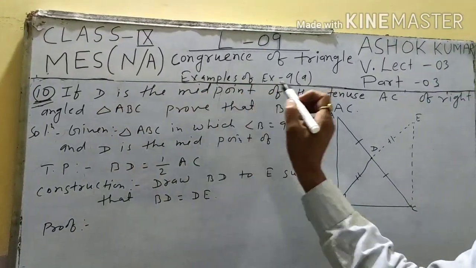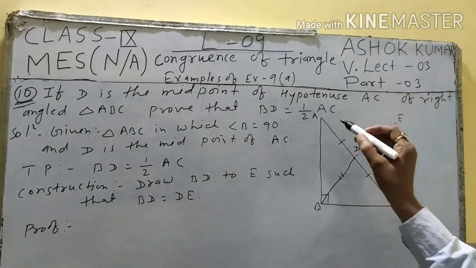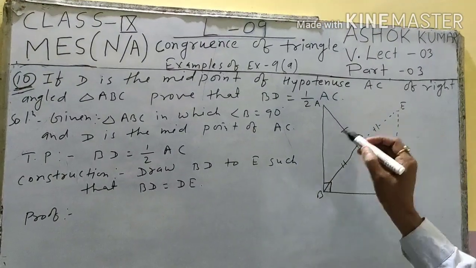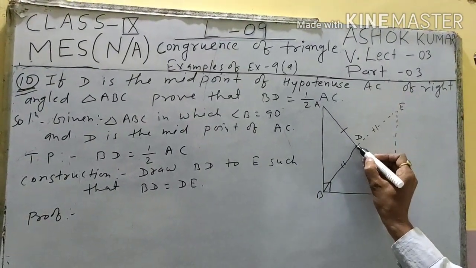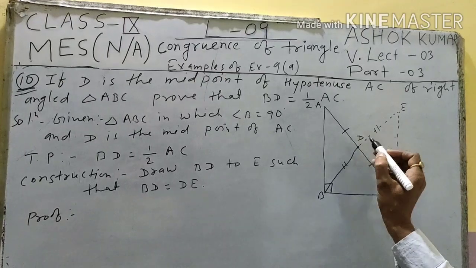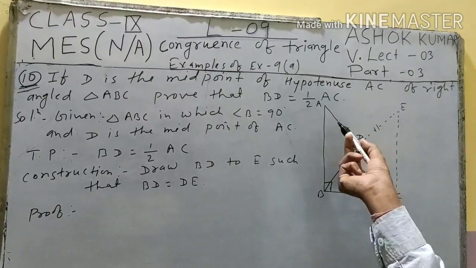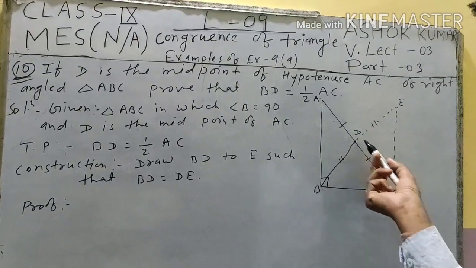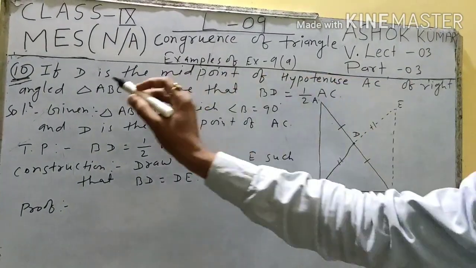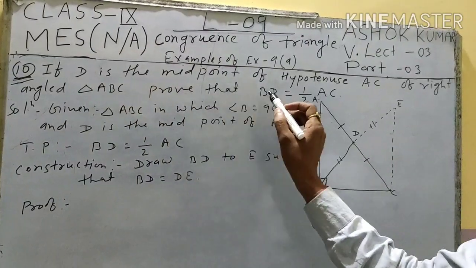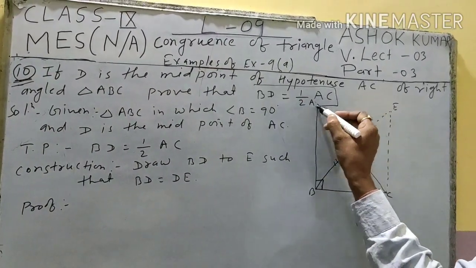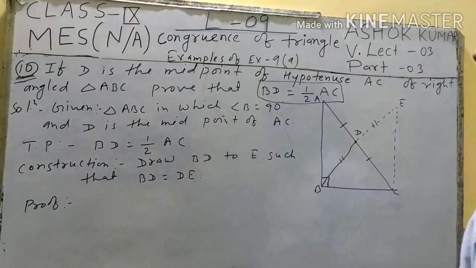If D is the midpoint of the hypotenuse AC of a right angle triangle ABC, prove that BD is equal to half AC. D is the midpoint, that means D is the middle value of AC. So this side is equal to this side, so we can say AD is equal to DC. This is your proof: prove that BD is equal to half AC.